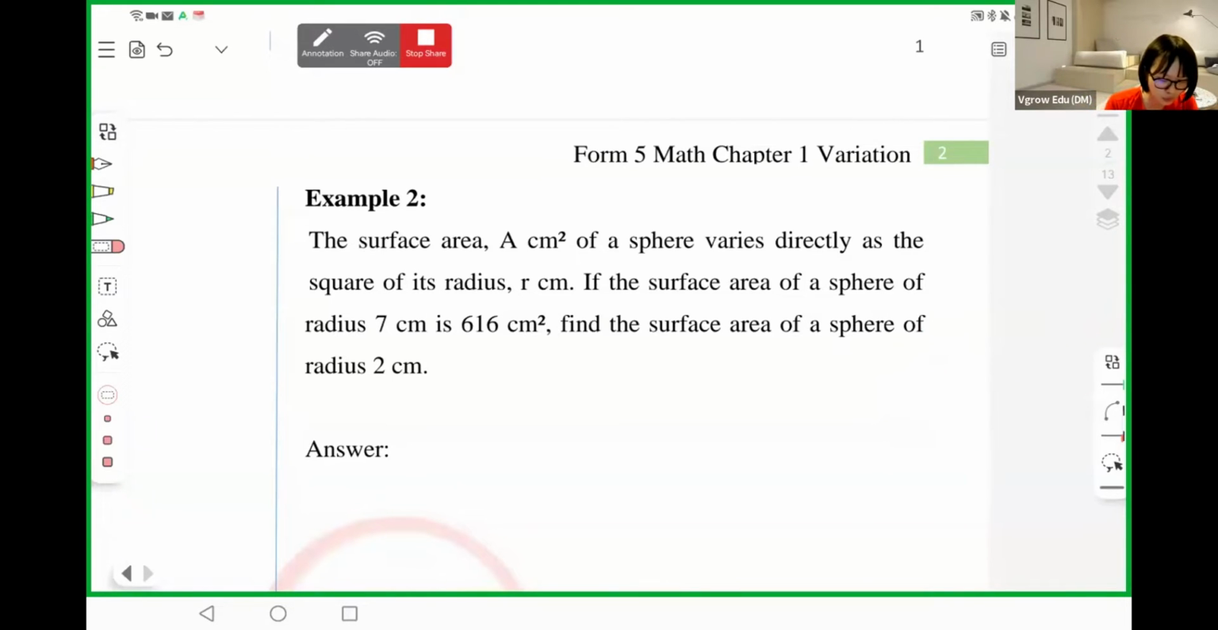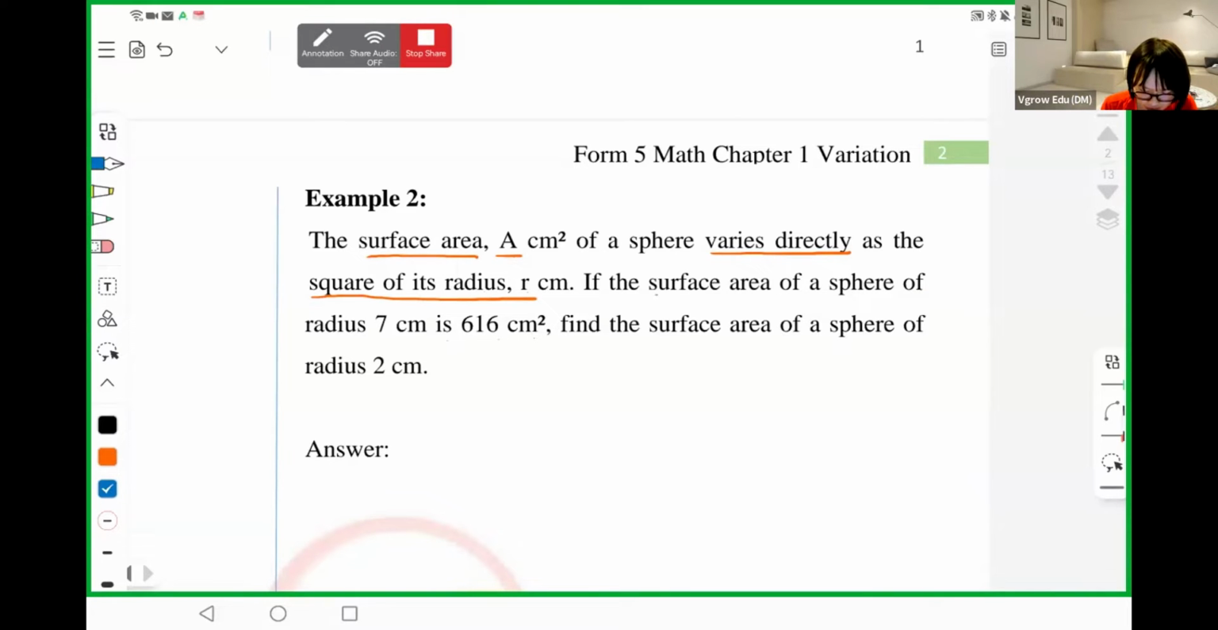Move on to example 2 here. The surface area, represented by letter A, varies directly as the square of its radius R. Radius is represented by R, square means power of 2. If the surface area of a sphere of radius 7 is 616 centimeter square. Now, how do you change the words to symbols?